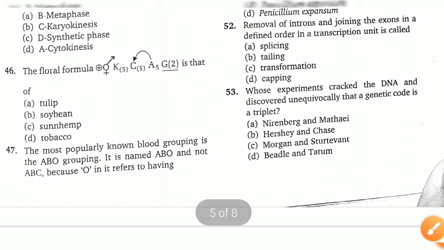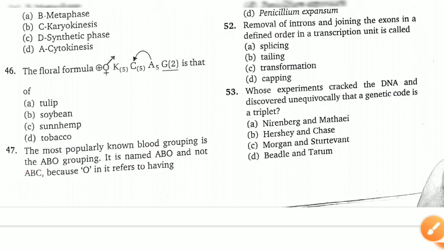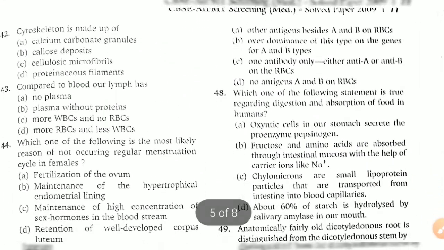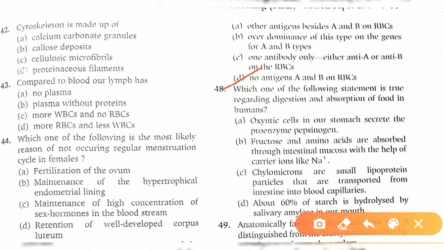Now, 47th question. The most popularly known blood grouping is the ABO grouping. It is named ABO, not ABC, because O in it refers to having dash. Options are: other antigen besides A and B on RBC, overdominance of this type of the genes for A and B type, one antibody only, either anti-A or anti-B on the RBC, no antigen A and B on the RBC. So the answer is D.